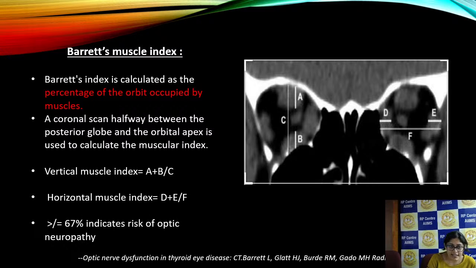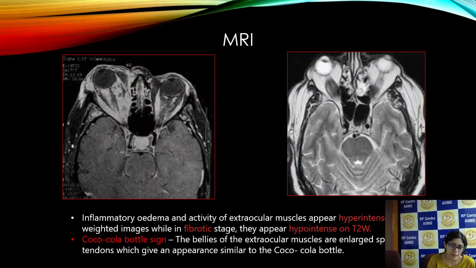The Barrett's muscle index is basically a percentage of the orbit which is occupied by the muscles. A coronal scan is taken halfway between the posterior globe and the orbital apex, and it is used to calculate the index. The vertical index is the superior rectus plus LPS complex plus the inferior rectus divided by the orbital height, and the horizontal index is the medial rectus and lateral rectus thickness divided by the total orbital width. More than 67% indicates risk of optic neuropathy.